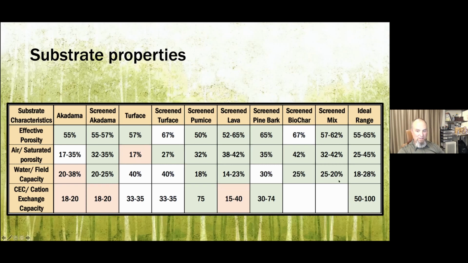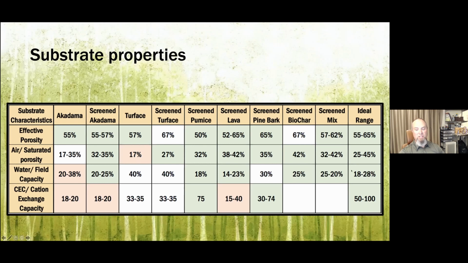But he then had several screened mixes, and he had 4 or 5 different kinds of mixes. That's why the range is pretty broad. But the point of this being, once you get a conglomeration of these materials and they're all screened, you end up in the green across the board. You end up with the great total porosity, great air-filled porosity, great water-filled porosity. It's kind of hard to list the cation exchange, but if you're using all these great components, it's going to end up great. The last is your ideal range.